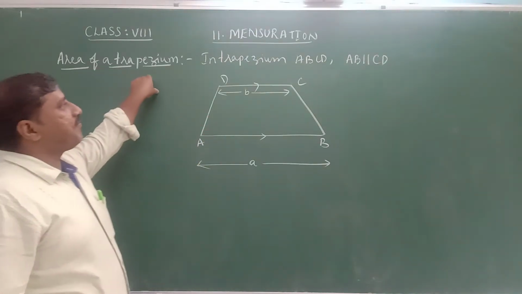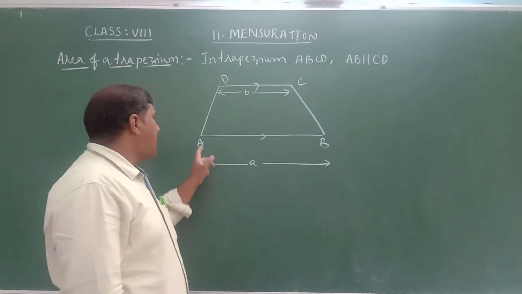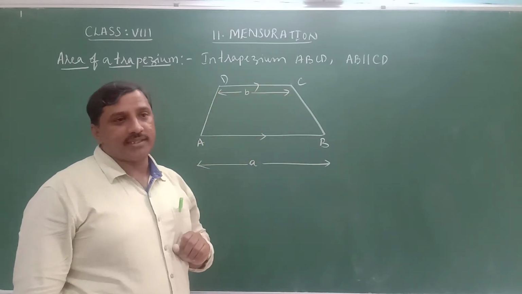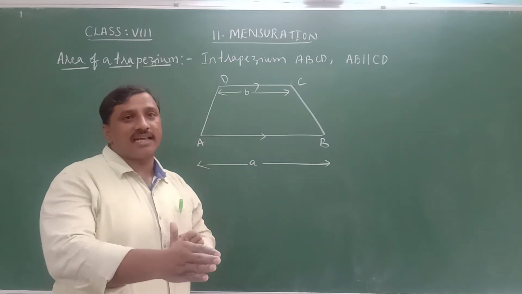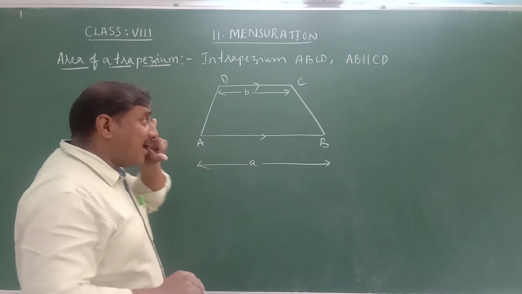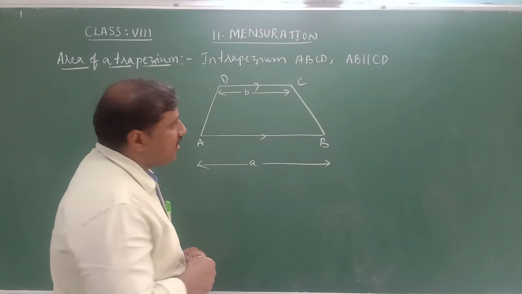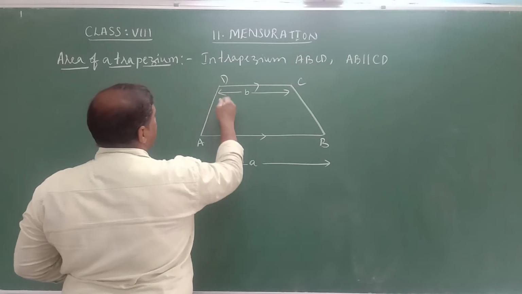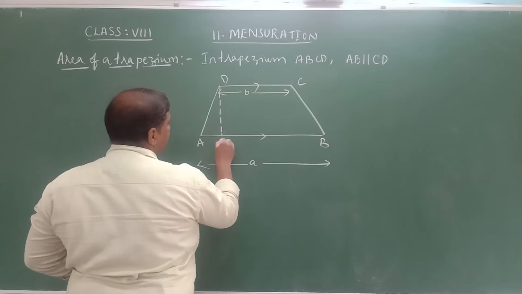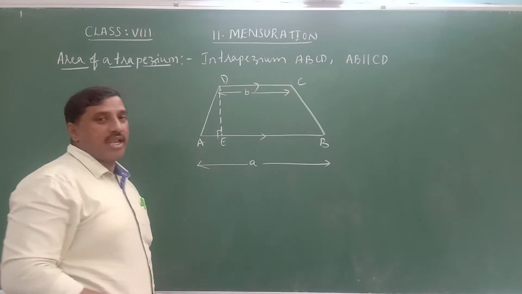So area of a trapezium: in trapezium ABCD, AB is parallel to CD, the length of AB is A units, and the length of CD is B units. That is, AB and CD are parallel sides. Their lengths are A units and B units. Now we will divide this trapezium into two triangles and one rectangle. So from point D, draw a perpendicular to the side AB. Let this point be E. DE is perpendicular to AB.